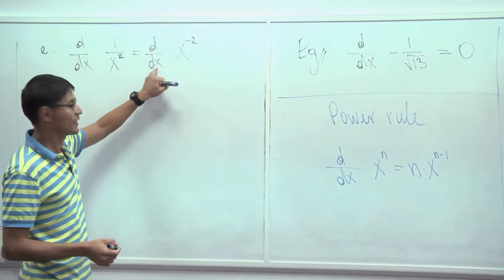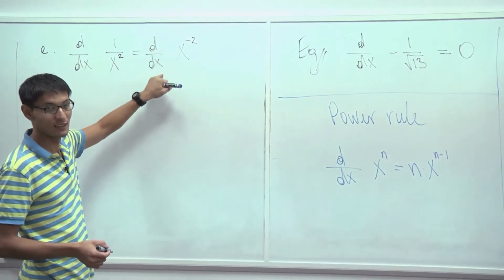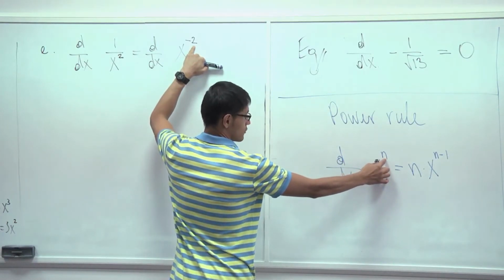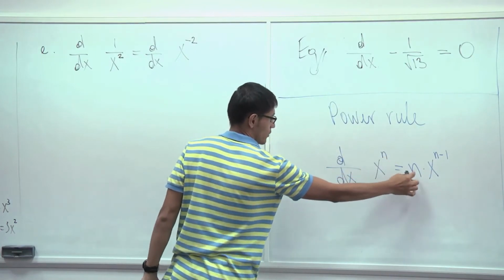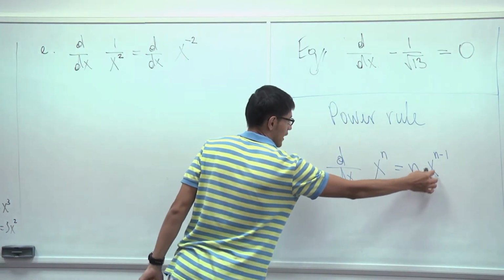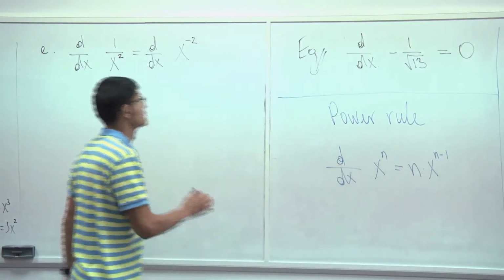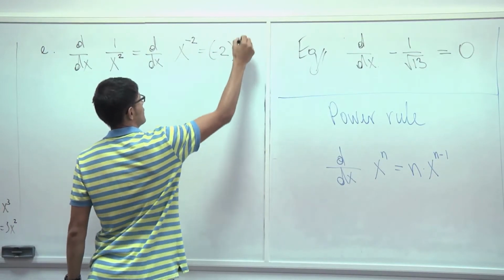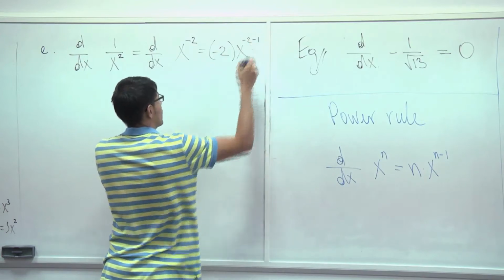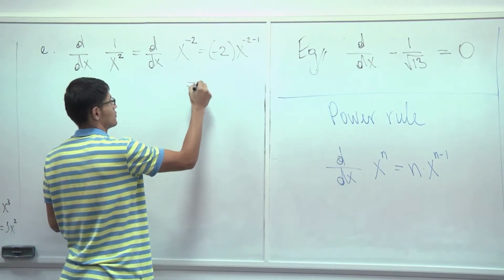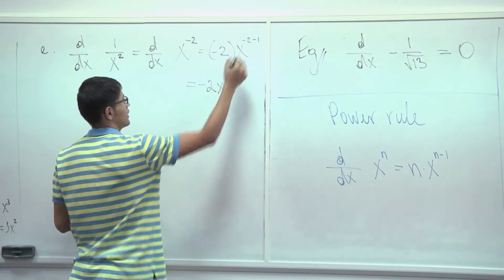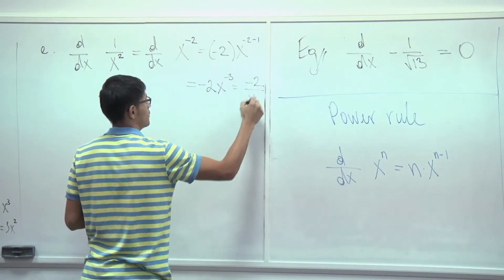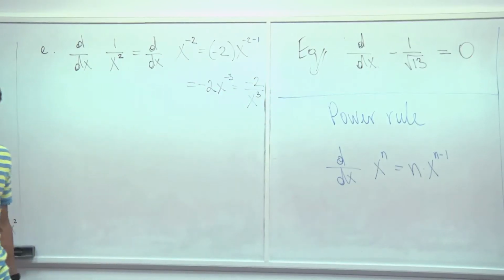And now we can take the derivative. Now we can do d dx. Okay? So now n is negative 2. So if this is negative 2, our answer will be negative 2 times x to the negative 2 minus 1. So this will be negative 2 x to the negative 2, and we have to subtract 1, right? So in the end, we'll get negative 2 x to the negative 3. Or if you want to rewrite it as a fraction, it's going to be negative 2 over x cubed.